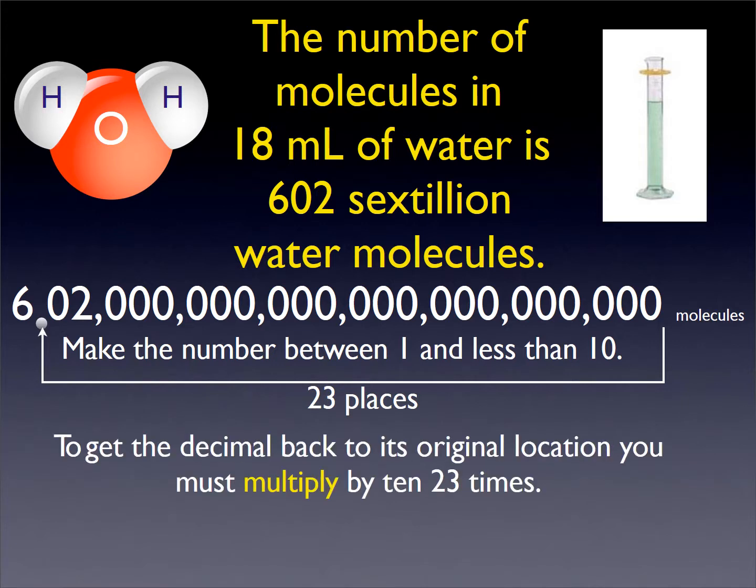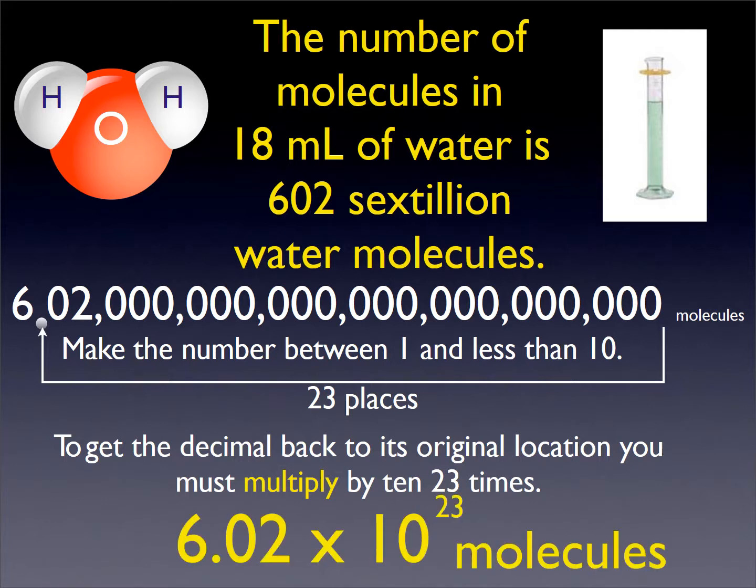So how do you write that in scientific notation? You basically have to multiply that 23 times to get the decimal back to its original location. So it's 6.02 times 10 to the 23 molecules. Now remember, scientific notation has to be between 1 and 10, so 6 is less than 10 but greater than 1. And it took us 23 times to move that decimal over to get to 6.02.